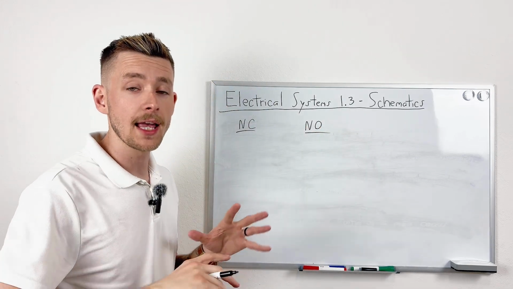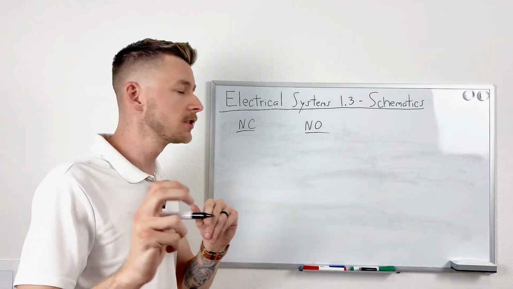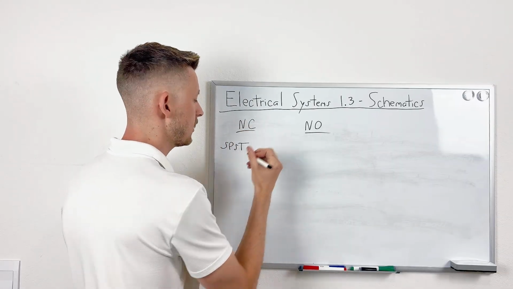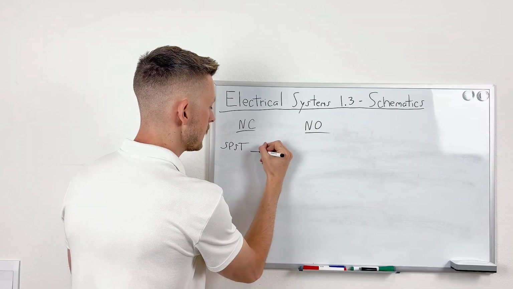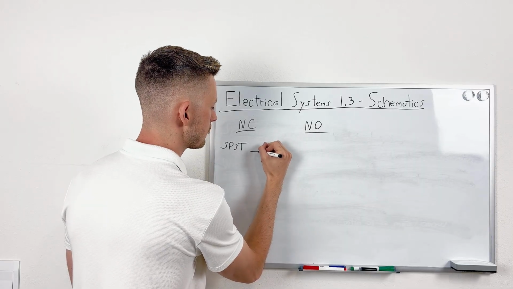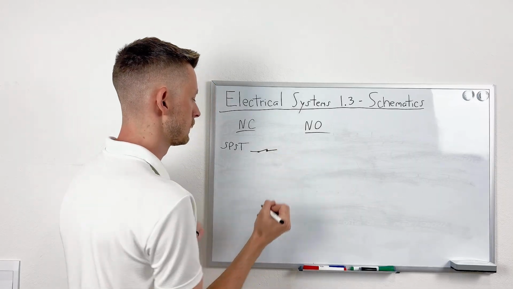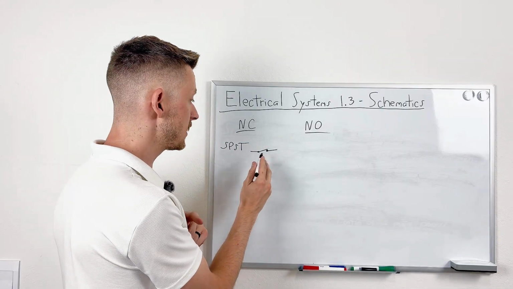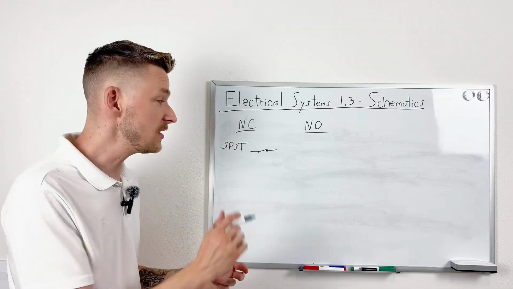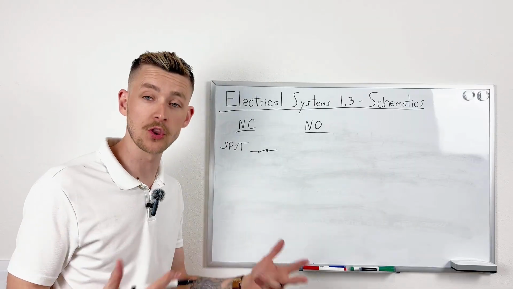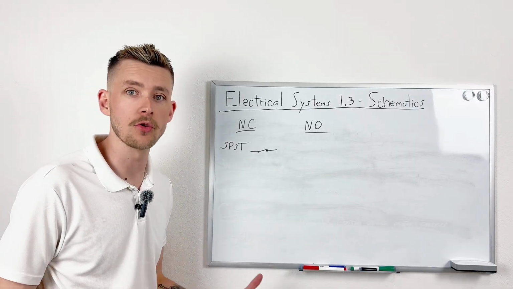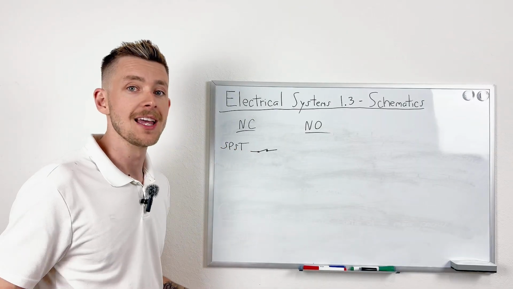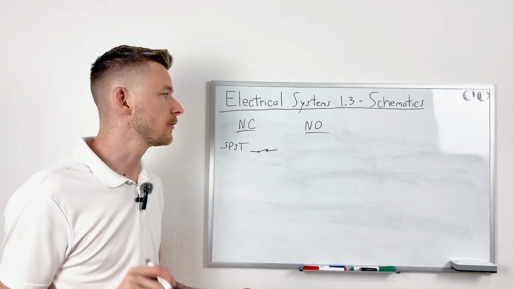Now, for a single pole, single throw switch, very important, single pole, single throw switch, or SPST, that is going to look like this. So this is a normally closed switch. Basically, in a normal condition, this is going to allow current to flow through. It's going to allow the process to go through until it's actuated. If you were to actuate that switch, then it would open and prevent the flow.